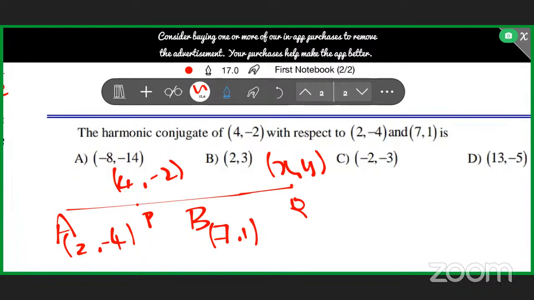What they're telling is find the harmonic conjugate of 4 comma minus 2 with respect to this one. That means with respect to points A and B, there is one division taking place already, 4 comma minus 2. Find the harmonic conjugate of this 4 comma minus 2.